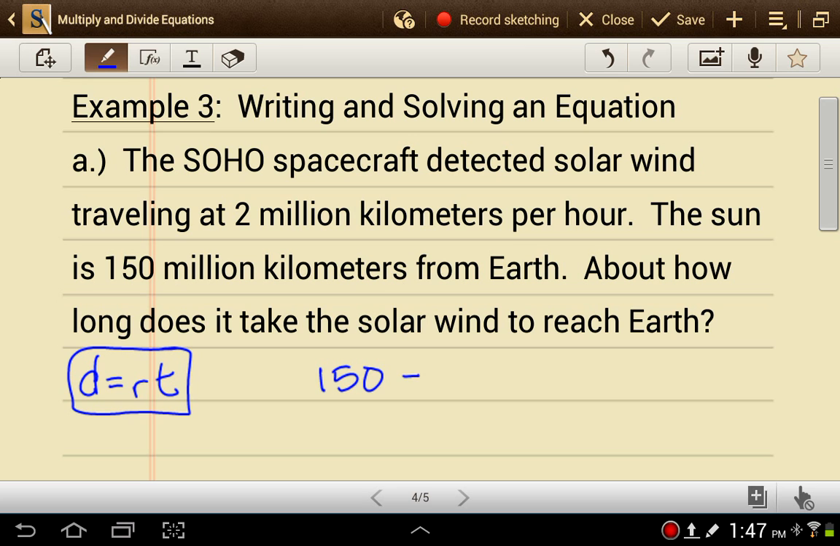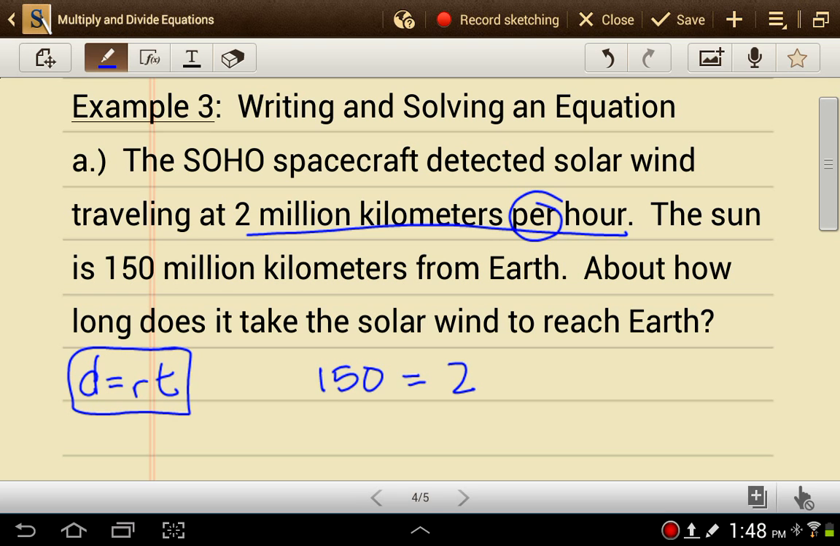That's my distance. My rate is 2 million kilometers per hour. My rate has the word per in it. So anytime you see the word per, that's going to be your rate. So that's going to be 2. Again, I'm going to drop the million. Now if you want to write that in or whatever, you can, but I know they're both in millions, so that's going to work out.